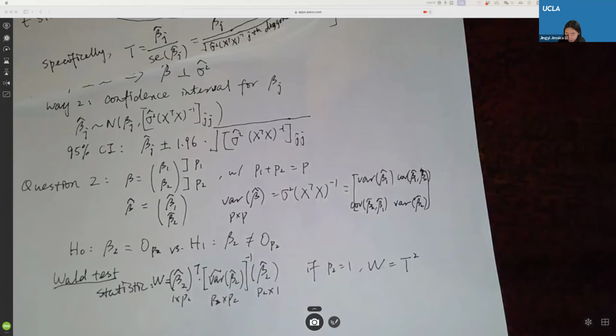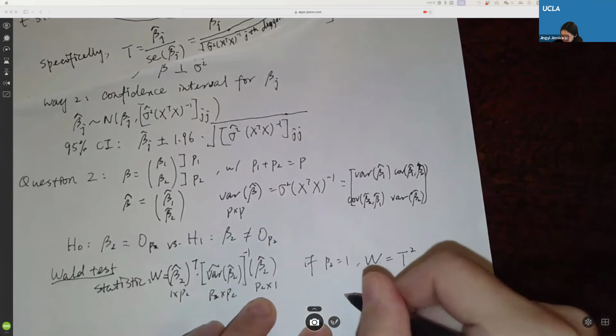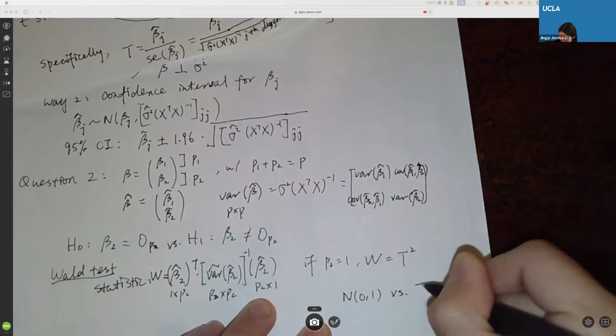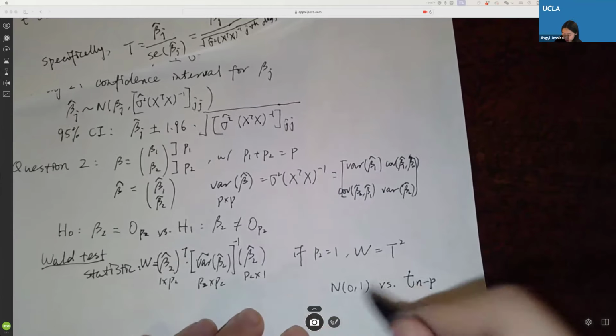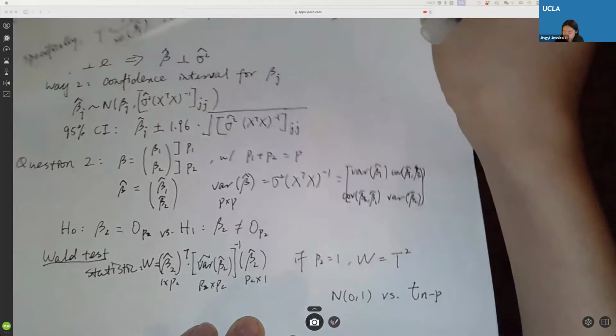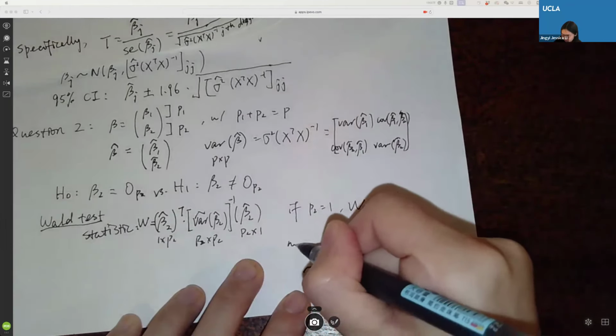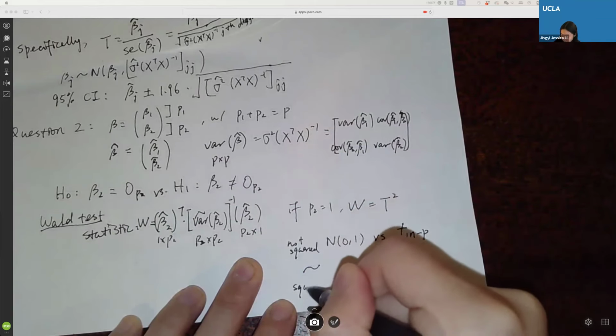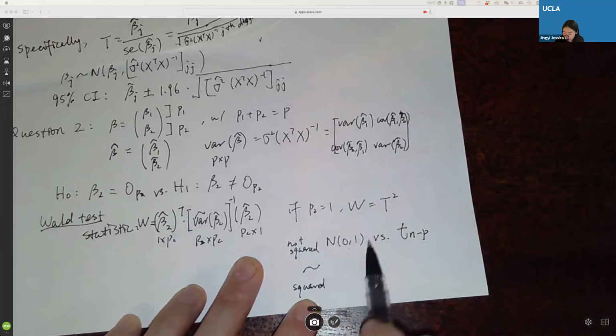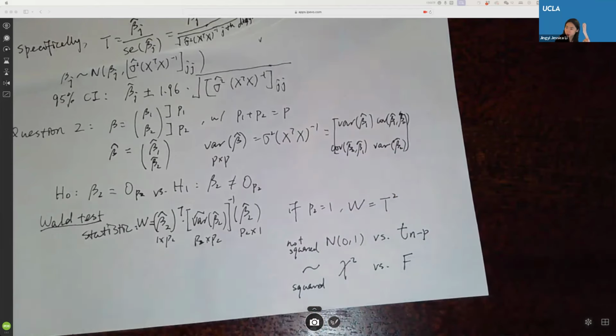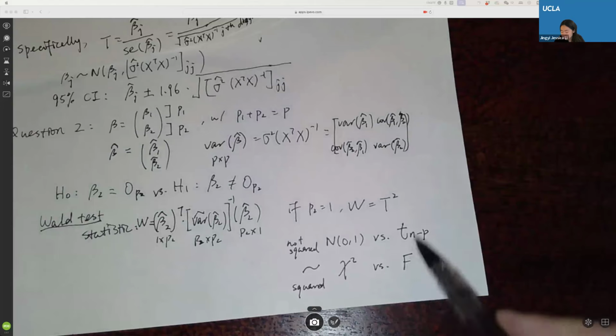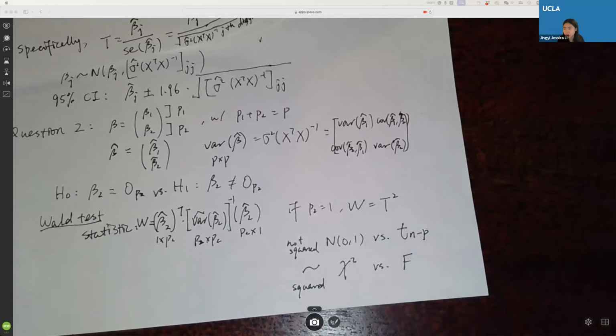Now the asymptotic distribution, I'll just say it quickly. Let me write here: the standard normal distribution versus the t distribution with n minus p degrees of freedom. This can be analogous in a very loose way. This is the non-squared form, and this is the squared form. In the squared form, the normal gives us a chi-square, and the t distribution becomes an F distribution. So what I'm trying to say is that the relationship between the t distribution and the F distribution is similar to the relationship between the normal distribution and the chi-square distribution.